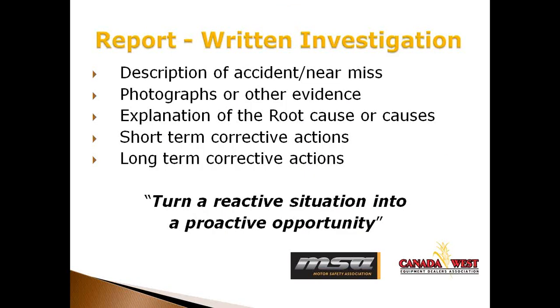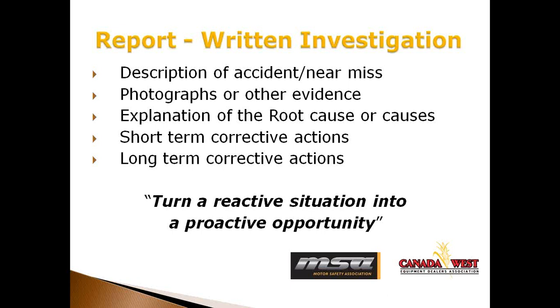So then when it gets to the process of writing your report for your investigation, you want to take the information that you gathered, have a description of the accident, near miss, event or incident that happened, and describe exactly what happened. Then you want to utilize any photographs or other evidence that the interviewees may have provided, or evidence that you may have gathered, measurements or sketches. Any photographs that are relevant, you'd want to include in the investigation report.